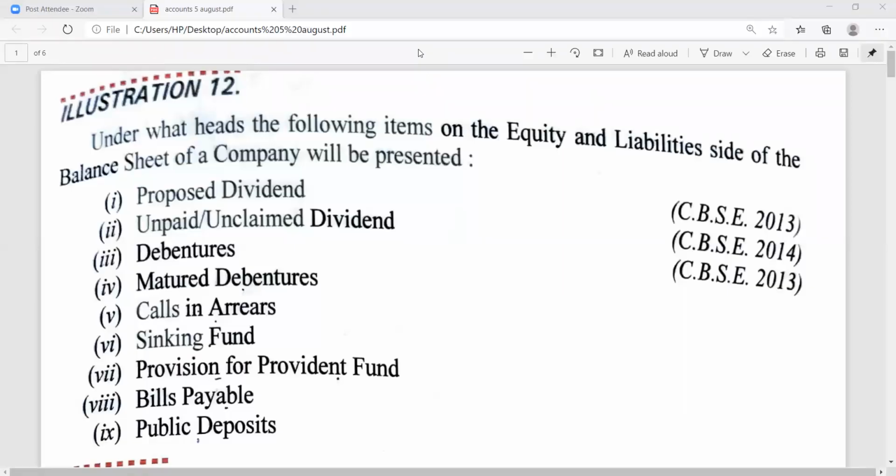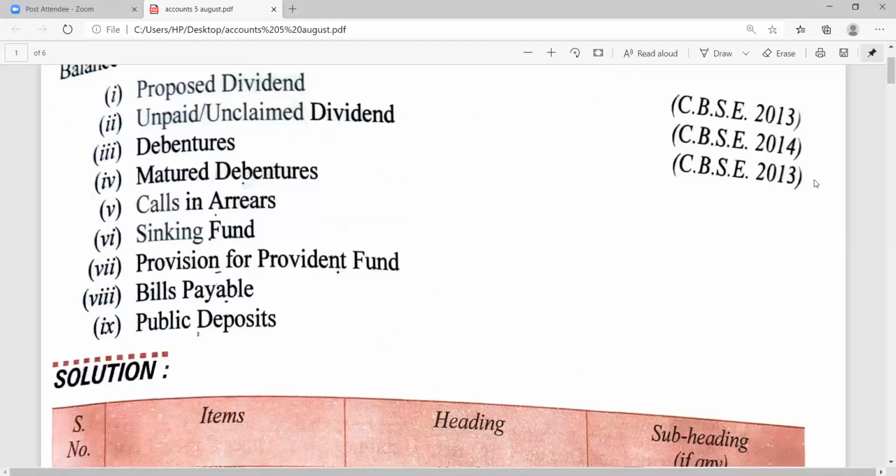Good afternoon, everyone. Let's discuss illustration number 12 that is related to the concept that we did yesterday. Yesterday, you came to know how the company's balance sheet is to be prepared in vertical form according to Schedule 6 and what items are to be shown in the company's balance sheet. See, it is shown on the screen. These questions you find in the examination, CBSE 2013 as well. In the paper, you find this type of question every time.